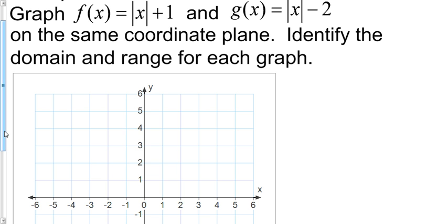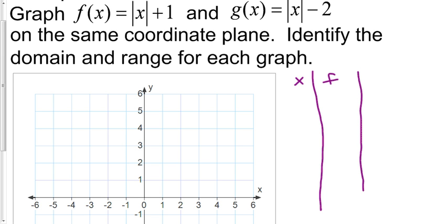Okay, so the first one, the absolute value of x plus 1. I'm going to create a table over here where I can plug in some x values. I'm going to plug in the same x values for f and g so that I can graph both of them on the same graph. I'm just going to pick the standard -2, -1, 0, 1, and 2 for my x values. That way I'll have some negative and some positive values. If I plug in -2 into the f function, the absolute value of -2 is 2. Then I'm going to add 1 and I'll get 3.